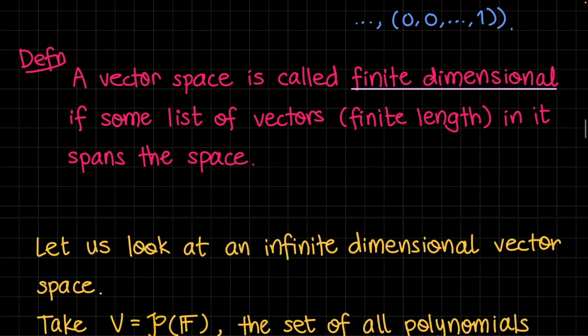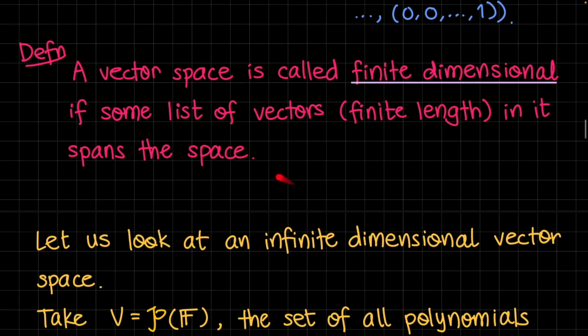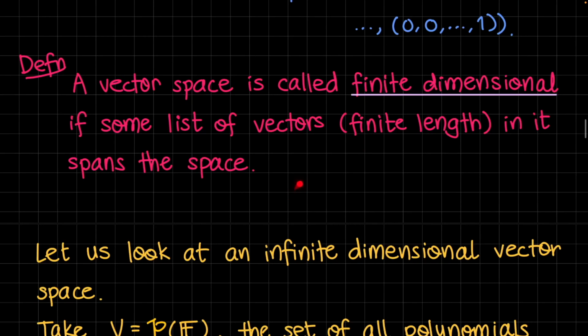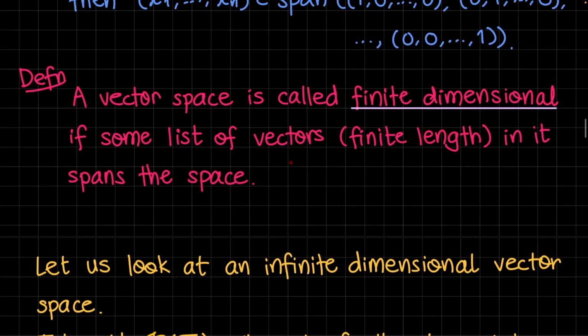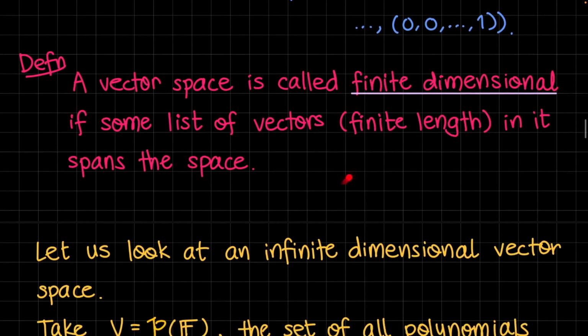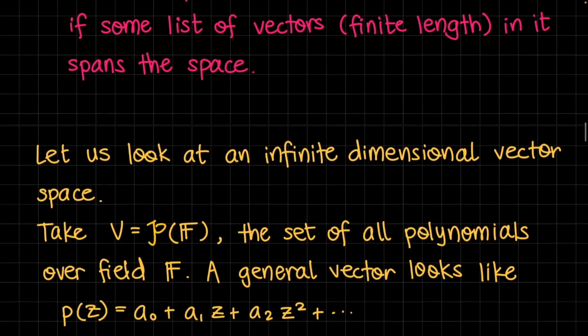Now an important point is a vector space is called finite dimensional if some list of vectors, and again when we say list, we mean finite length, in it spans the space. So there must exist some list that spans the space. Then a vector space is finite dimensional. If you can't find a list of vectors, then the vector space is of course infinite dimensional.